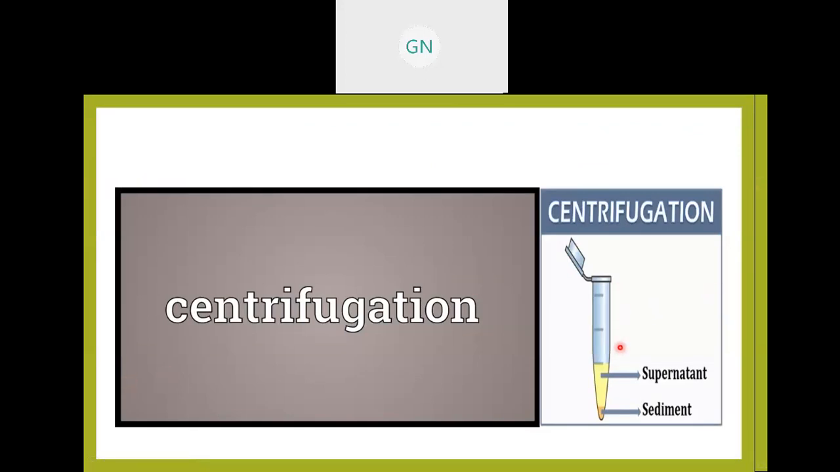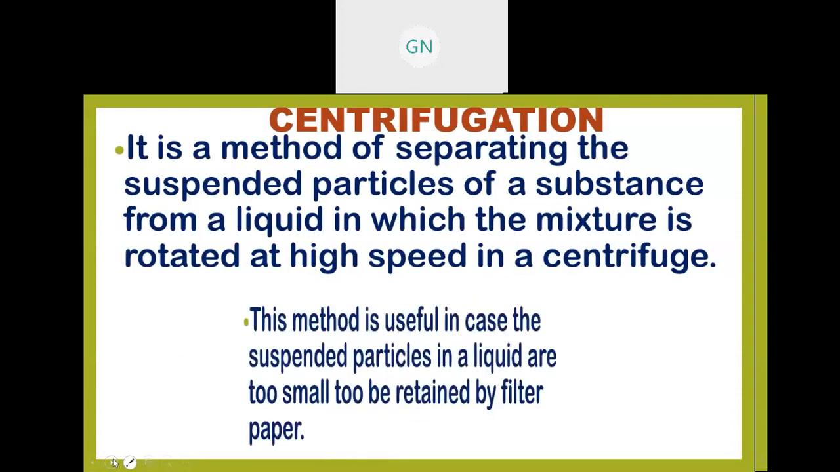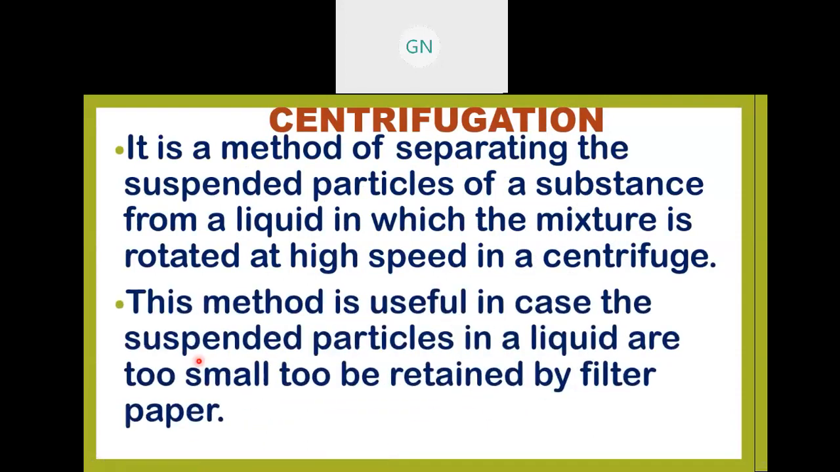This is the centrifugation tube, and it is totally different from an ordinary test tube. Centrifugation is the method of separating suspended particles of a substance from a liquid in which the mixture is rotated at high speed in a centrifuge. This method is useful when the suspended particles in a liquid are too small to be retained by filter paper. We cannot retain them with the filter paper, so we use the centrifugation machine to remove the particles.